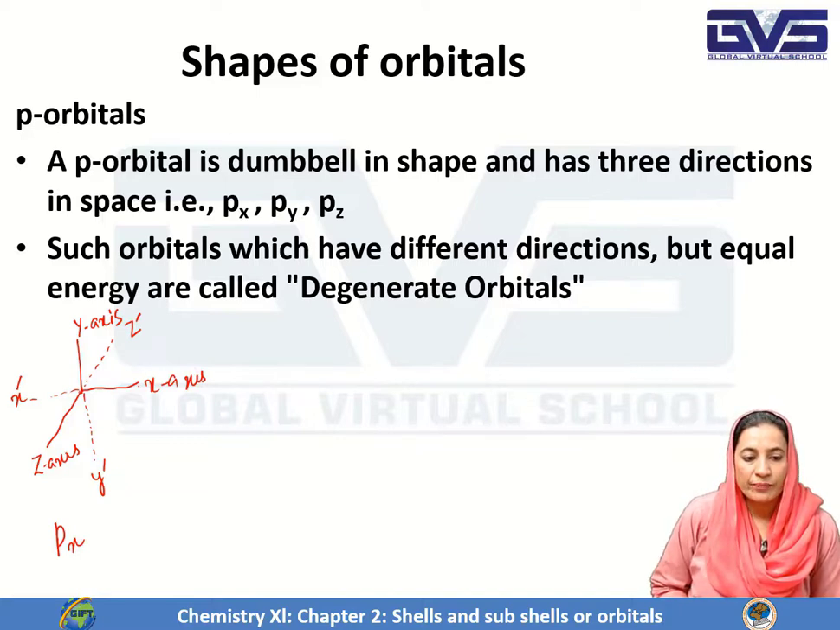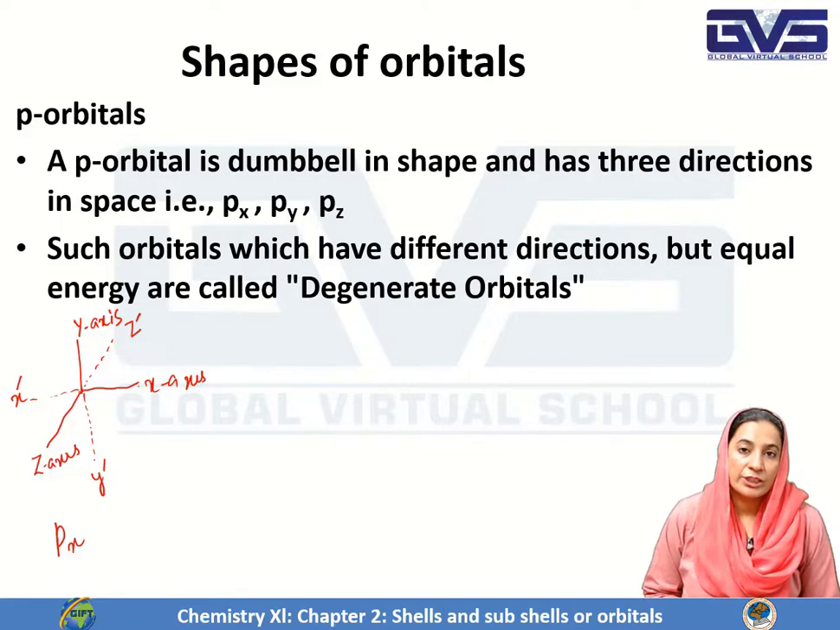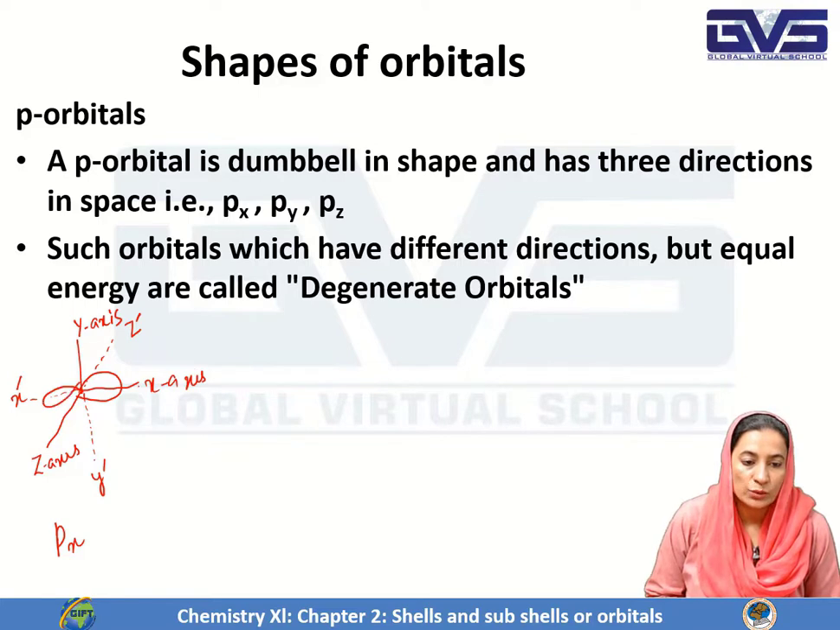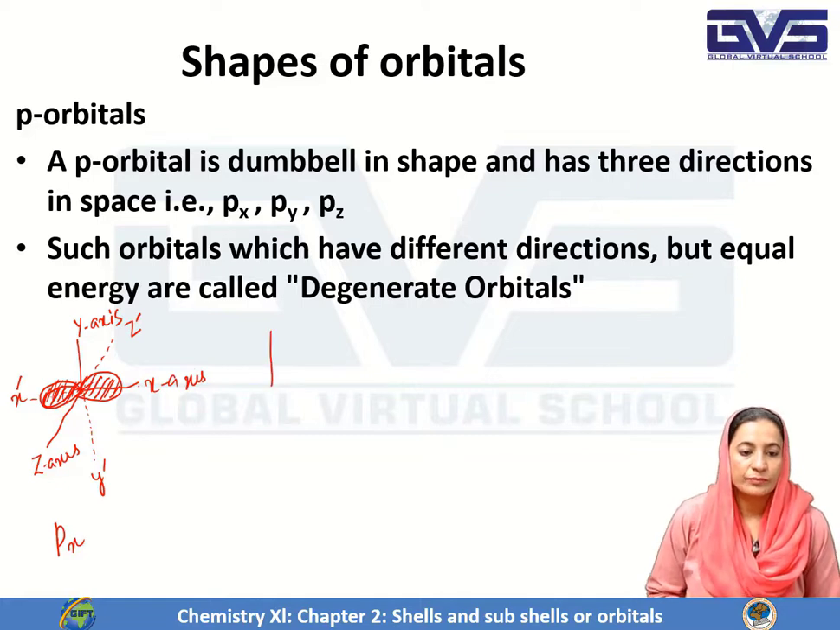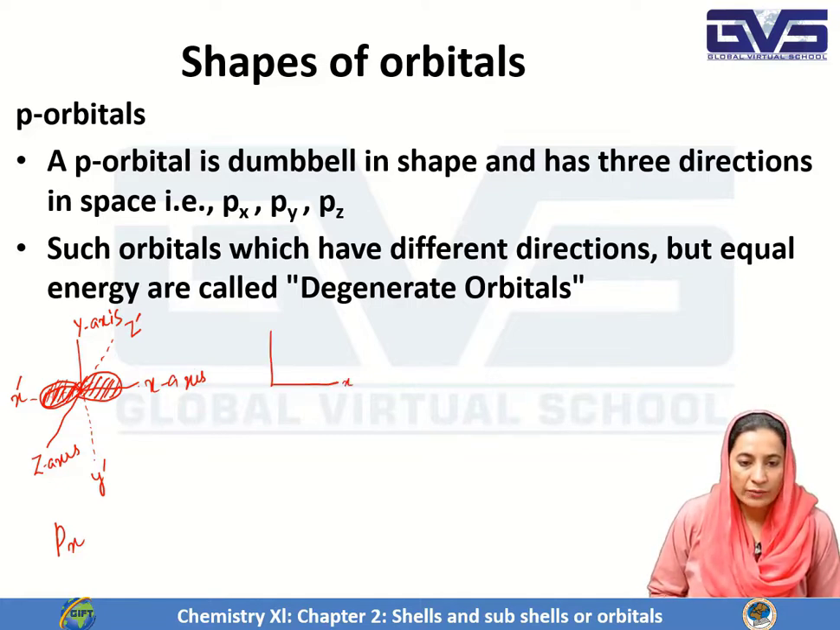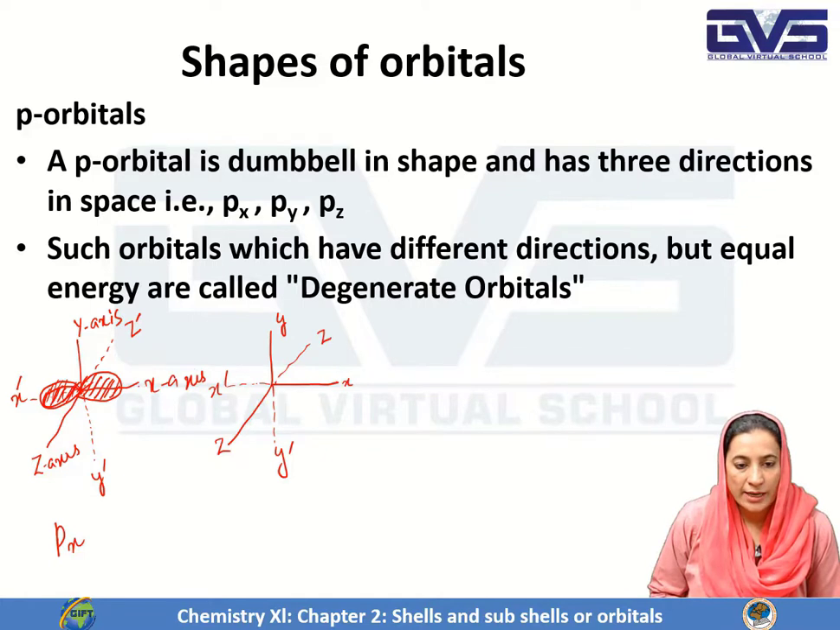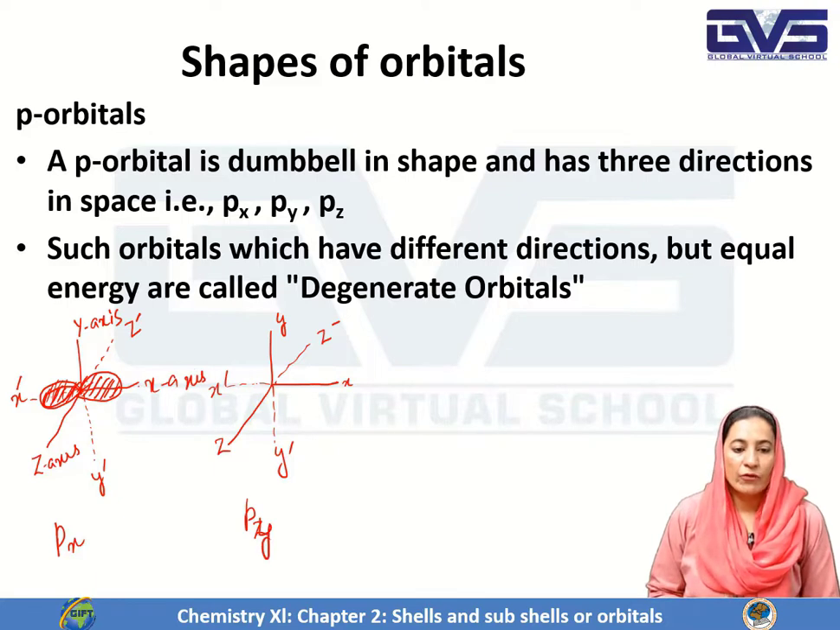And for px, this dumbbell shape is on the x-axis. So you have to draw the dumbbell on this axis. So px has a shape like this. The dumbbell shape is on the x-axis. This is px. Similarly for py, this is the x-axis, y-axis, and this one is the z-axis. And opposite of this side is x dash, this side is y dash, and on this side is the z dash axis.